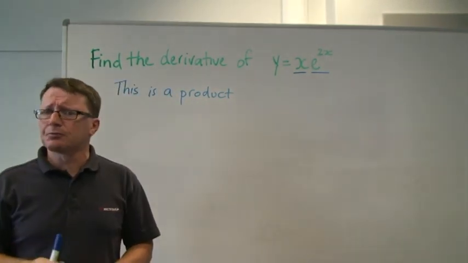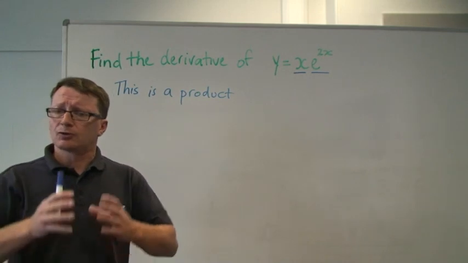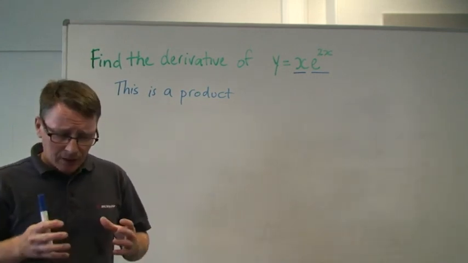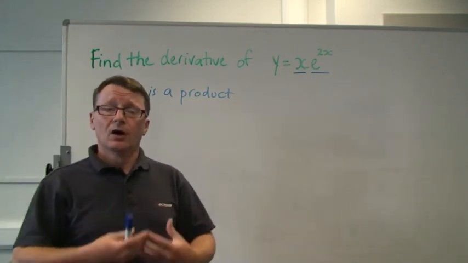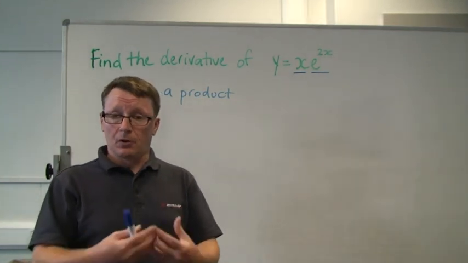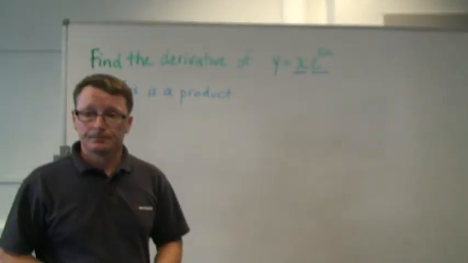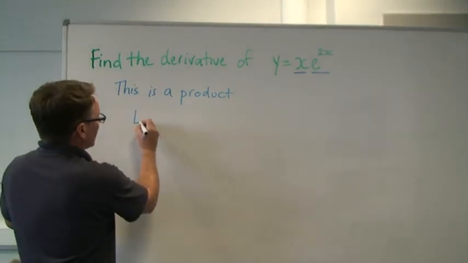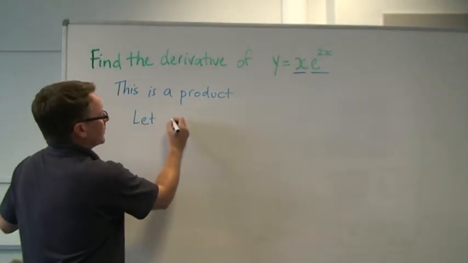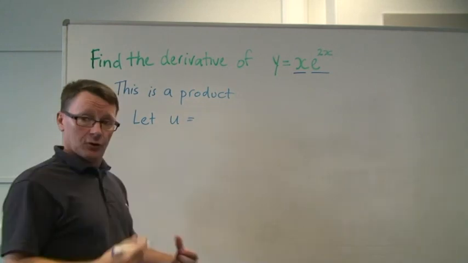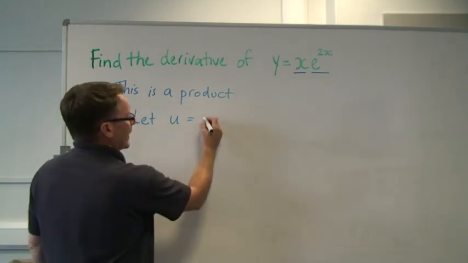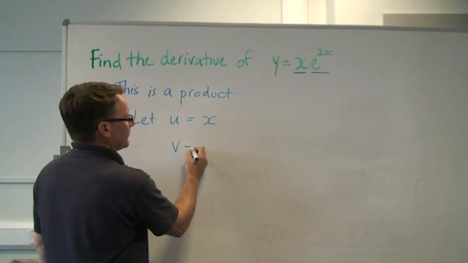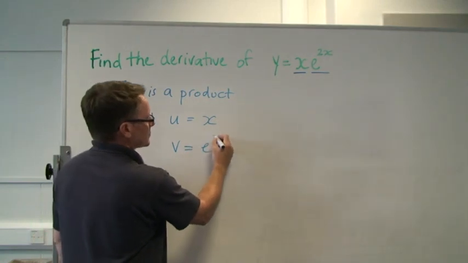And the key to using the product rule really is all about organisation. We need to write down all of the constituent parts of our problem. So let's do that. Let's write down, let u be the first function. So let u be x and let v be e to the 2x.